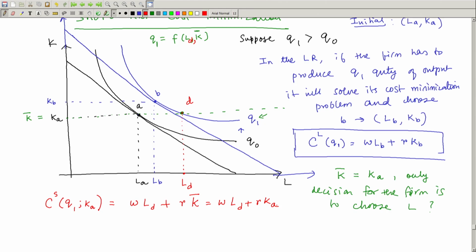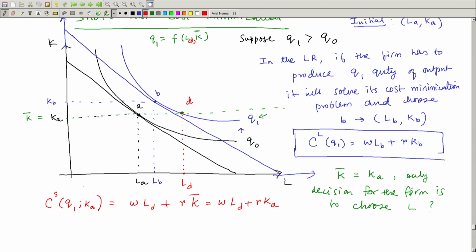Now, notice, compare C_L of Q1 with C_S of Q1 comma K bar. While the amount of labor has increased, the amount of capital has decreased. So, a direct algebraic comparison may not be very meaningful, but from the picture I can see that if I draw an iso-cost line passing through the point D, that cost level is going to be C_S rupees. So, this is the amount of expenditure that the firm has for buying this input bundle D, which has L_D amount of labor and K bar amount of capital.